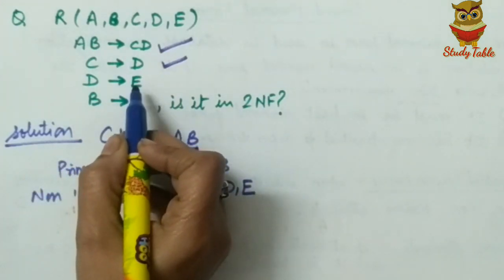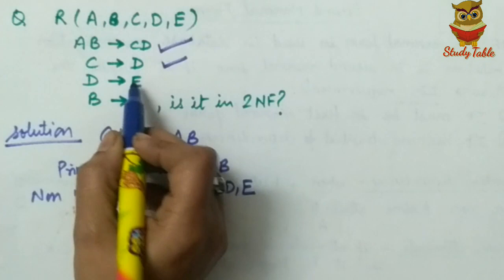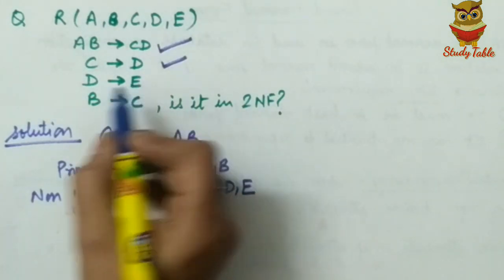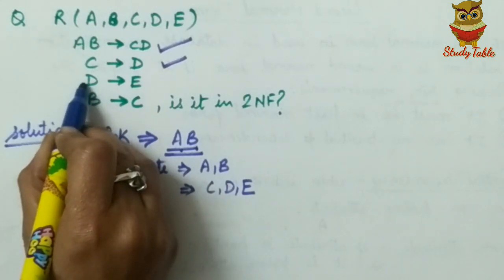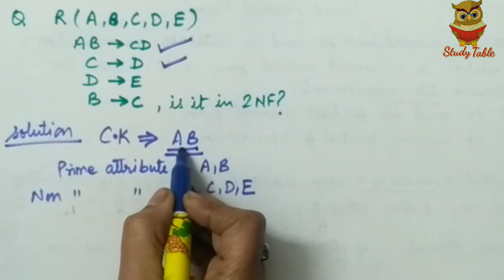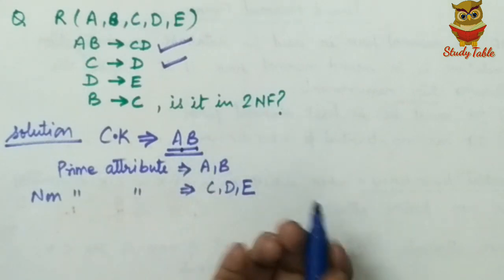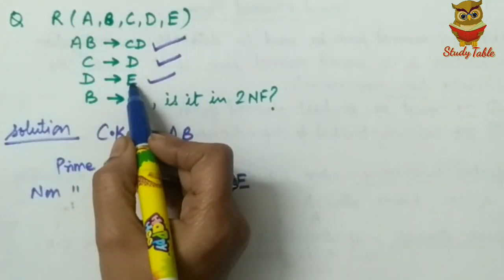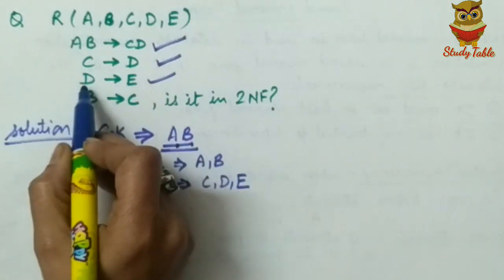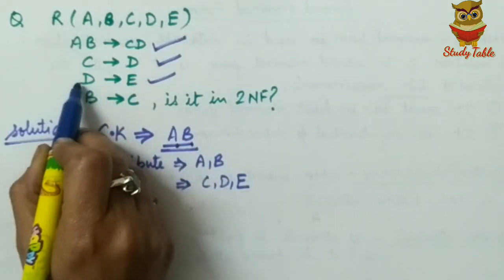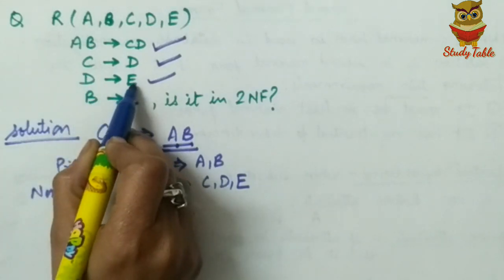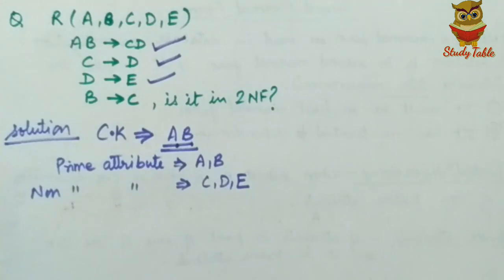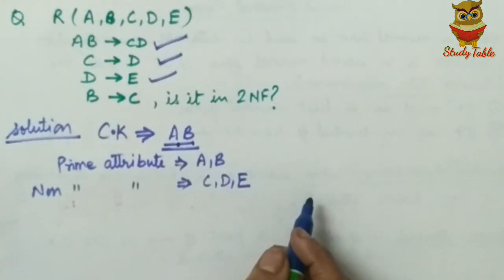Now next FD, D determines E. Is E a non-prime attribute? Yes, it is a non-prime attribute. And is D a subset of the candidate key? No, it is not the subset. So no problem. This FD is also okay. That is, non-prime attribute should not be dependent on the subset of the primary key, and E is not dependent on the subset of the primary key, and D is not the subset. So this FD is also okay.